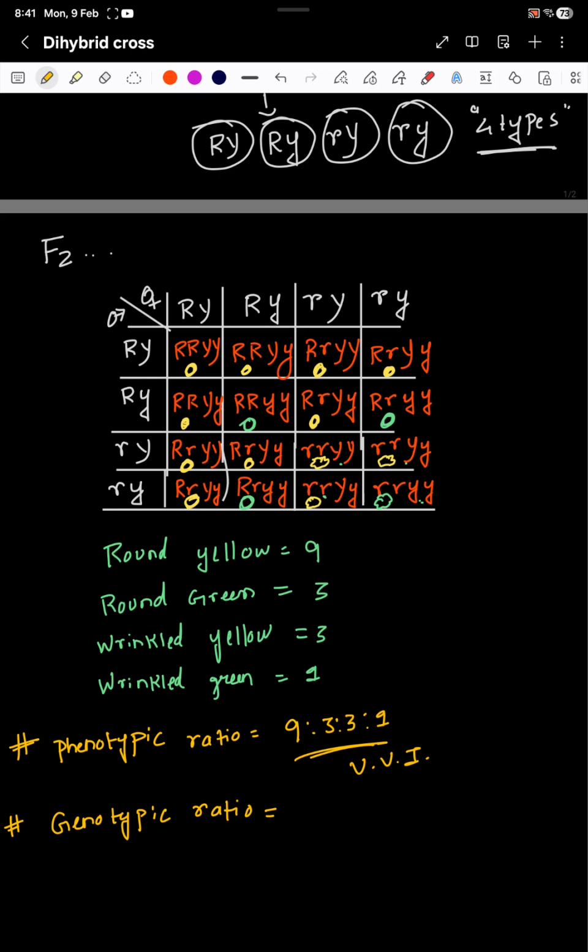So, can anyone tell me what will be the genotypic ratio? It is very easy. It is 1 is to 2 is to 1 is to 2 is to 4 is to 2 is to 1 is to 2 is to 1. Okay. The proof is not required.